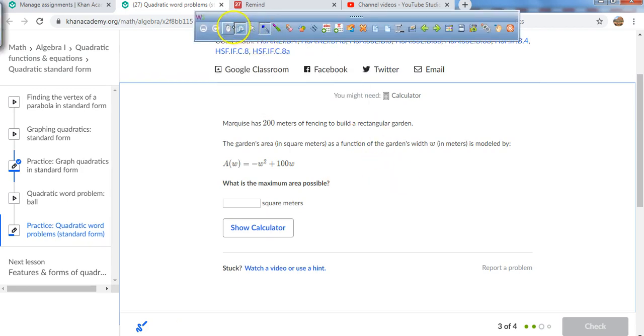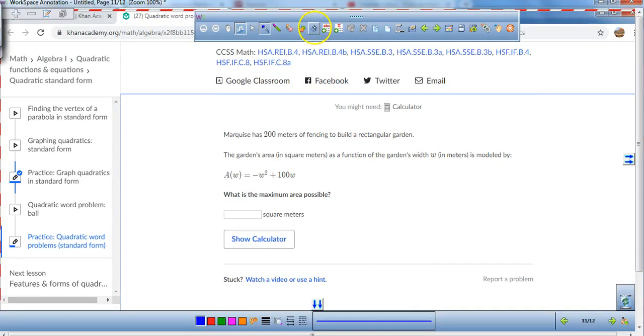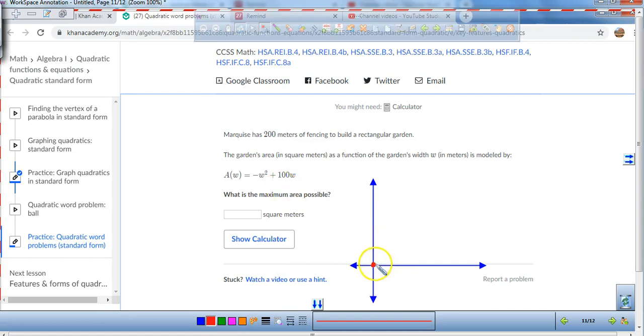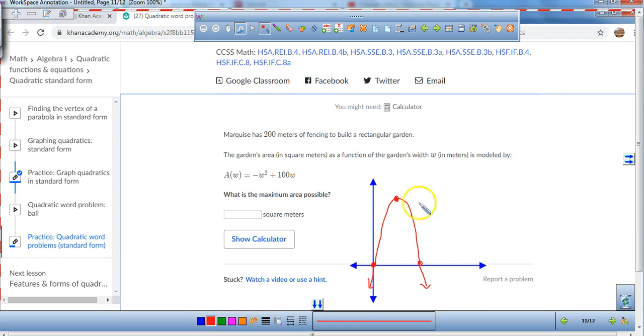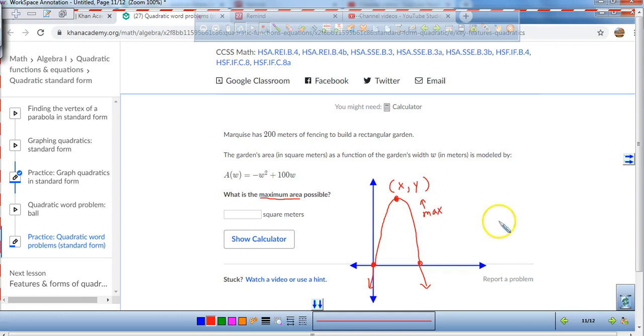So once again, I'm just going to go ahead and make a little sketch here. Won't take long. This parabola, basically, you're going to start out at a 0, 0. It's going to go up to its highest point, known as its maximum, and then it's going to go back down and hit the x-axis again. All right, and then it just kind of continues on forever. So here, it's looking for the maximum area, which is our vertex. More specifically, it's looking for the y value of the vertex.